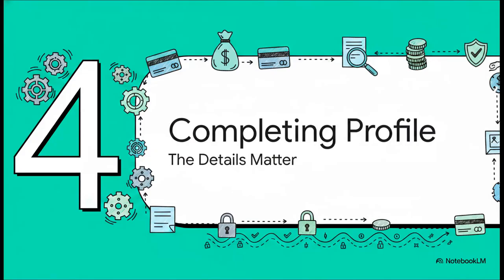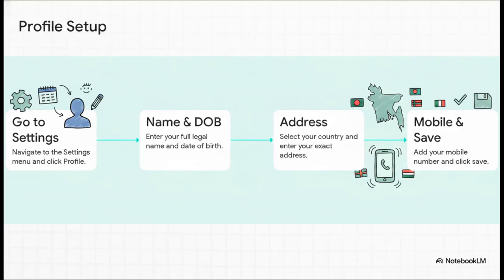Section 4. Completing your profile. The details matter. All right, wallet number secured. Now let's flesh out that profile. Head over to Settings, click on Profile, and punch in your full legal name and your date of birth using their calendar tool. Next up, select your country.